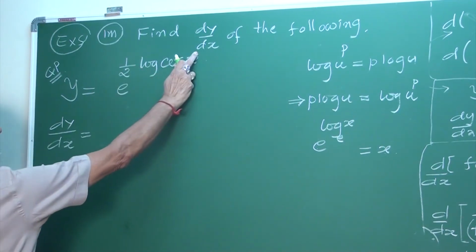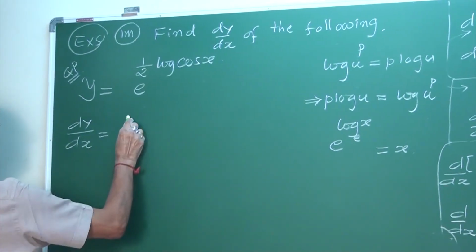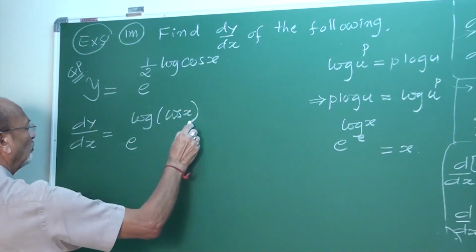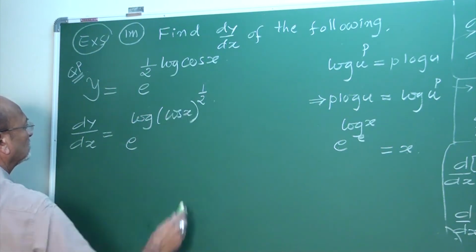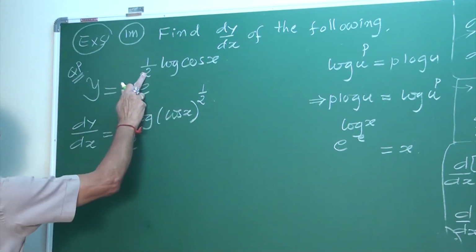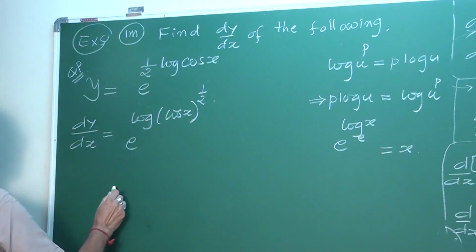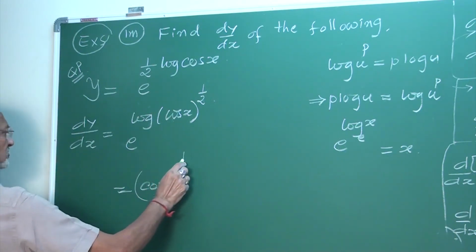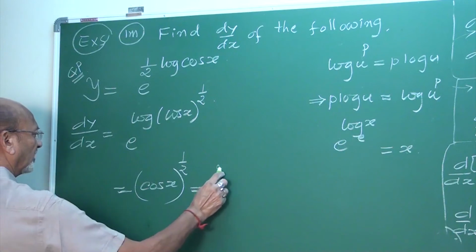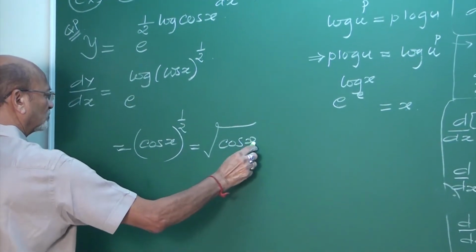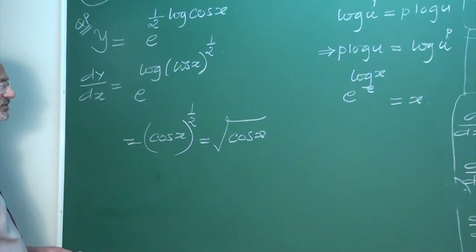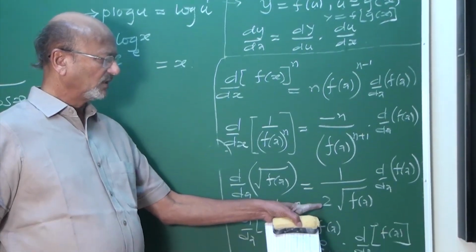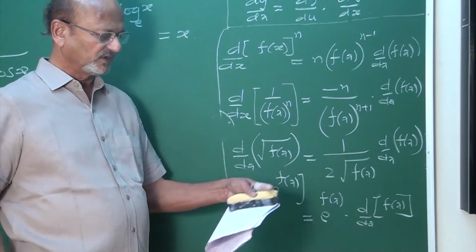By making use of these, my friends, e to the power log u is cos x. What is the coefficient? Half. Coefficient half becomes power. e to the power log this f x itself, cos x to the power half. It is nothing but, my friend, half means root. Root f. What is the derivative of root f? 1 by 2 root f into derivative of f. Write its derivative.